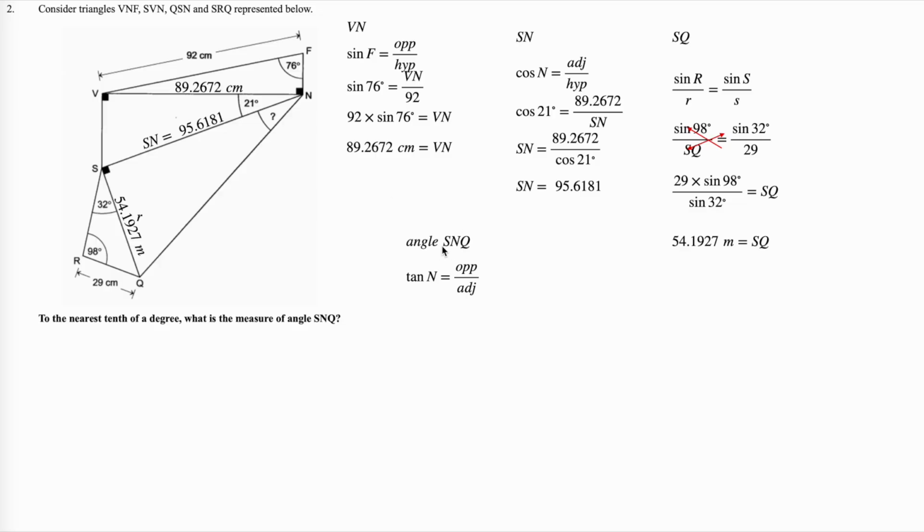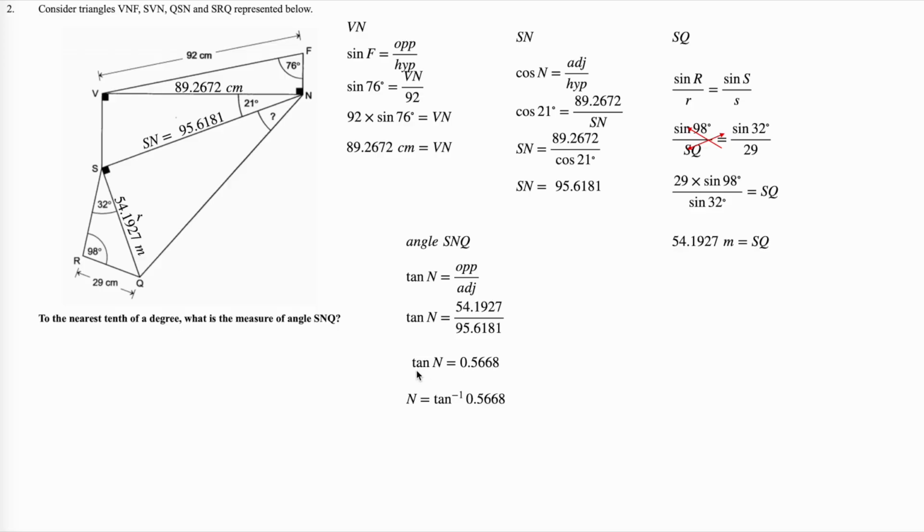I'm after angle SNQ. Looking at this right angle triangle, I'm going to use my tangent. I know the opposite and I know the adjacent. This is the hypotenuse. Opposite over adjacent is tangent, tangent of N. N is our unknown angle. The opposite is 54.1927. The adjacent is 95.6181. Divide that, and we have tan of N is equal to 0.5668.